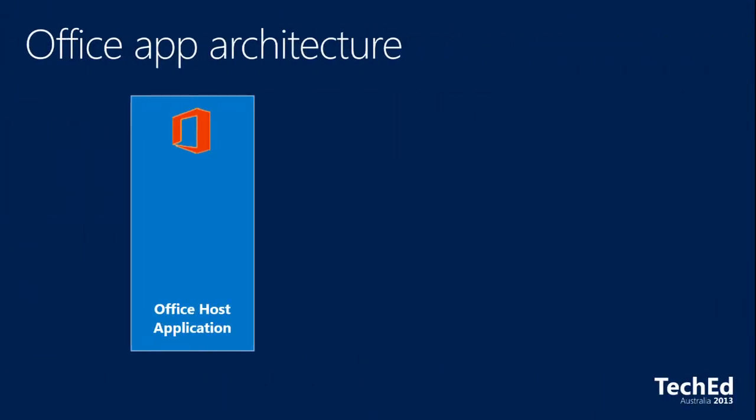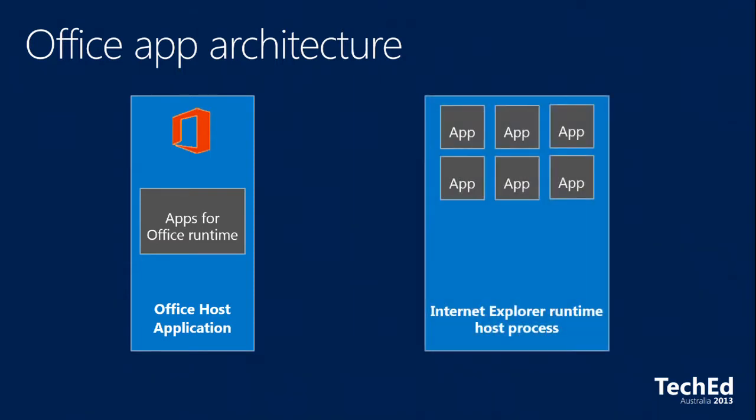So the Office app architecture, working at what's going on inside the desktop applications like Word and PowerPoint and Excel, it's made up of a few different components. We start with our host application, so we'll use Word in this example. Inside of that is an Apps for Office runtime component. Now what that actually does is it talks to a sandboxed process of Internet Explorer. And your HTML and JavaScript for your apps run inside of this. And basically the Apps for Office runtime will facilitate the communication between that Internet Explorer process and what's going on in Word.